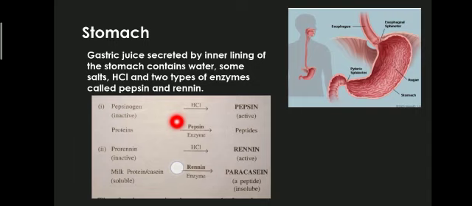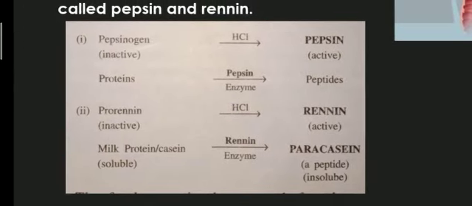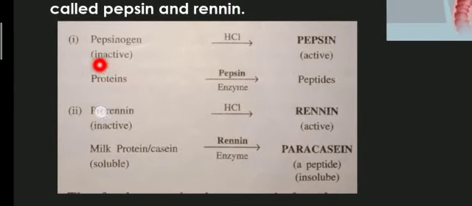So if we see here the reaction that is taking place in the stomach, these two are the enzymes. This is the inactive enzyme, pepsinogen, that is converted to pepsin in the presence of HCl, and then the pepsin, the activated enzyme, helps in the conversion of proteins to give peptides.